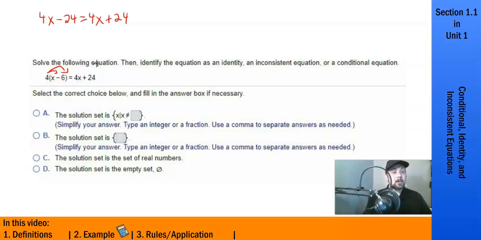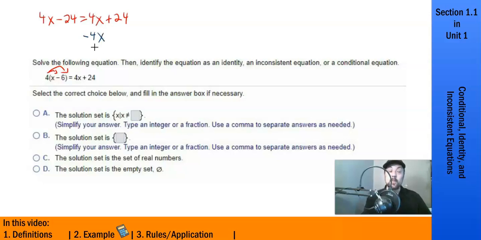And then the next step, again, this is where my focus goes, is I want to deal with the variable first, and then I'll deal with the numbers, the constant terms second. I want to get all my x's on one side of the equation. So I will get rid of the x from the right-hand side by subtracting 4x.